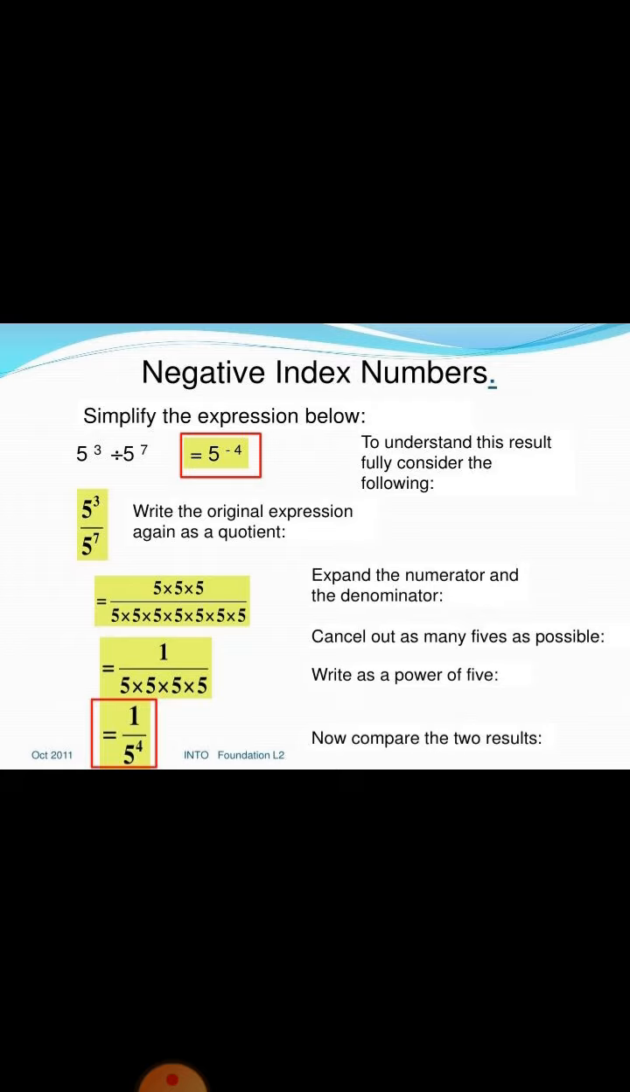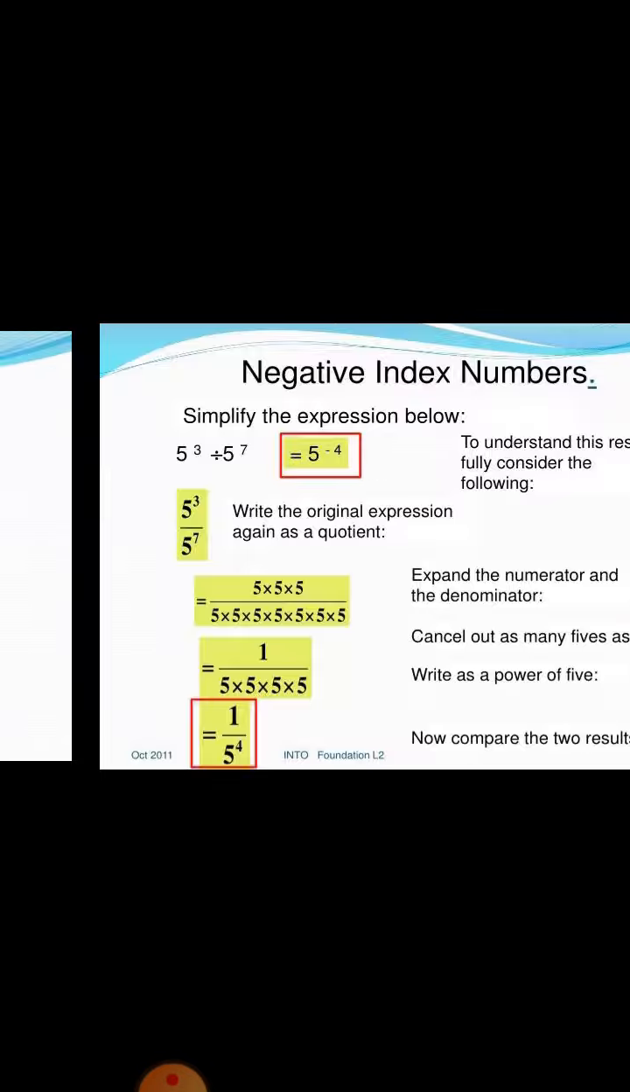Write the original expression again as a quotient. Expand the numerator and the denominator. Cancel out as many 5s as possible. Here we cancel the 5s and we get 1 by 5 into 5 into 5 into 5. Write as a power of 5: 1 by 5 raised to power 4. Now compare the two results.